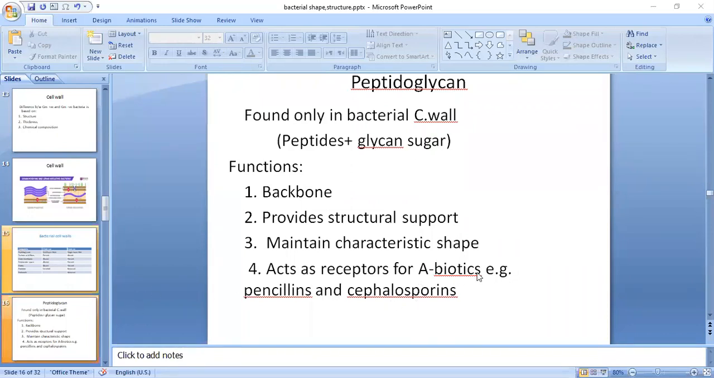Why the antibiotics? These antibiotics, the penicillins and cephalosporins, act on the cell wall of the bacteria only, but not on human beings, because there is a difference in the composition of the cell wall of human beings and bacteria.